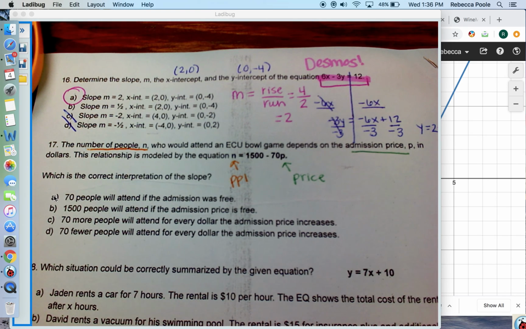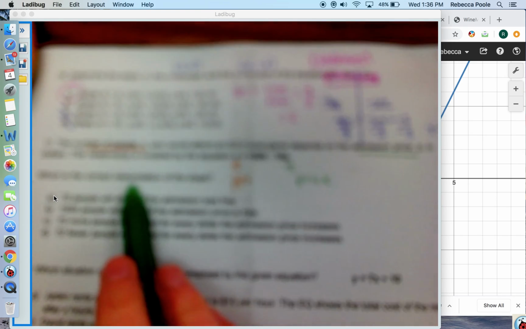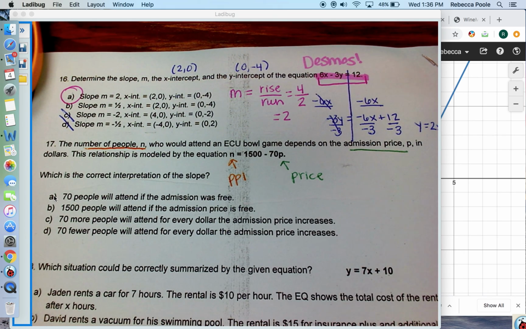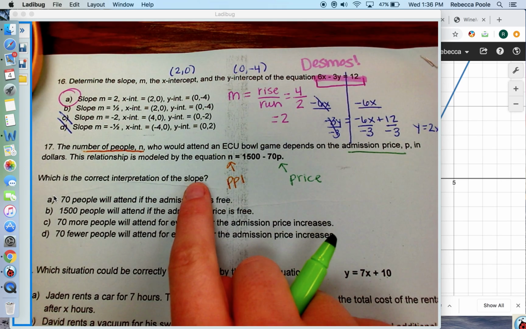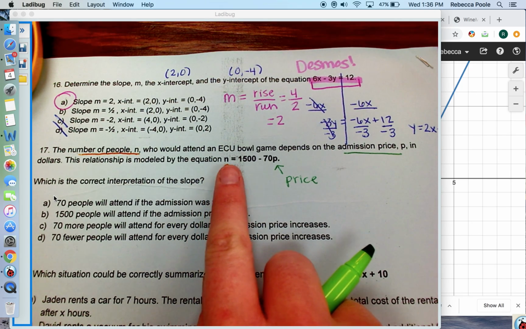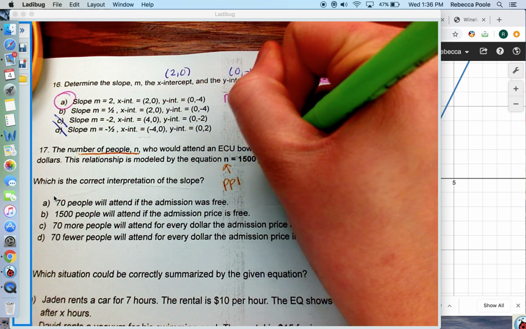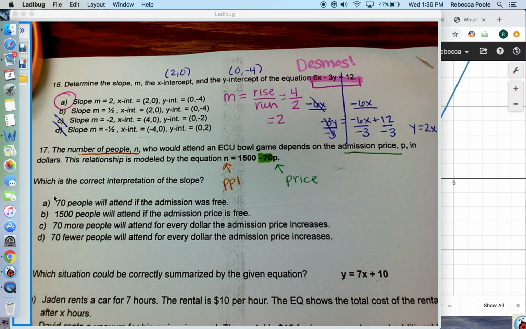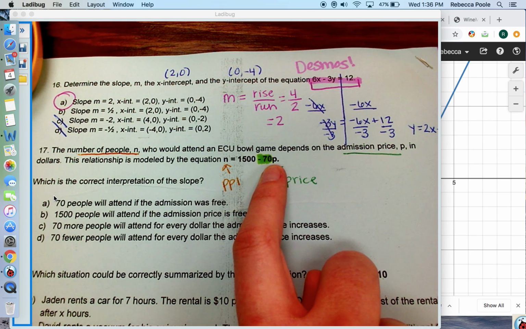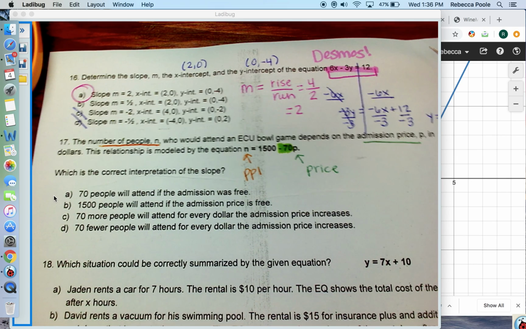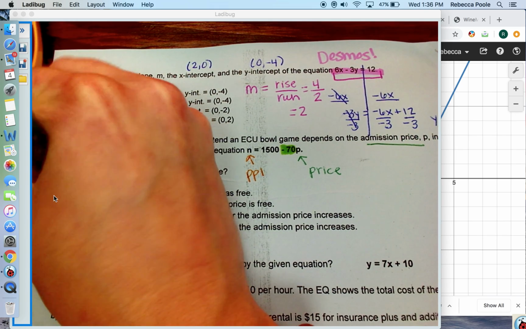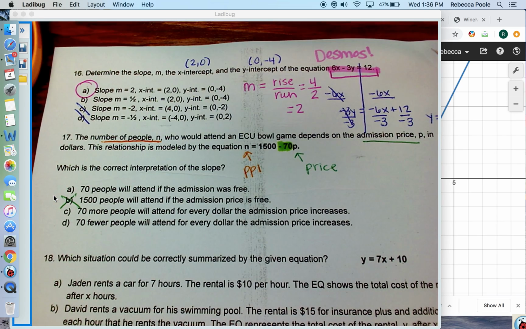Alright, so it says which is the correct interpretation of the slope. So if we look at the equation they gave us, hopefully you guys remember that the slope is always the number attached to the x or the independent variable. So look at your equation. The number that's attached to the p, which is like my x here, because it's the independent, because it says n depends on p, is negative 70. So the first thing I notice is one of these answer choices isn't even talking about the 70. It's talking about 1500. 1500 is not the slope. So you should be able to mark out 1500.